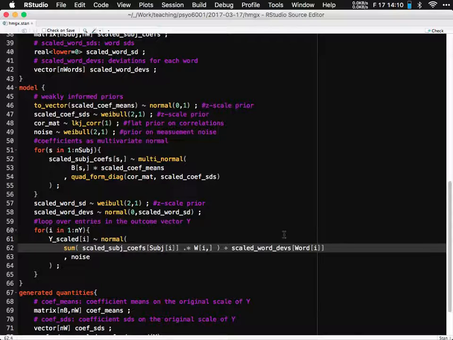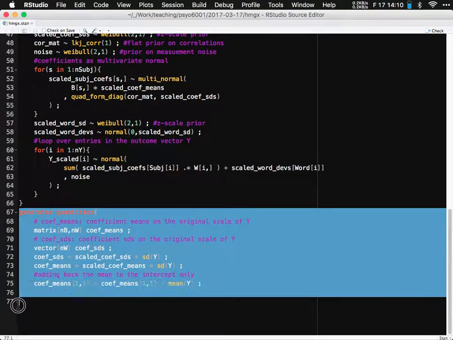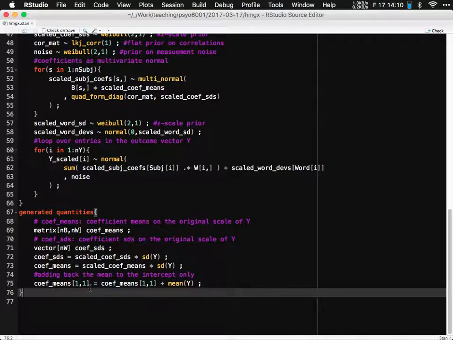So that's how we express that the words are having an effect on the overall mean, regardless of what condition it is and regardless of what person it is. Finally, down here in the generated quantities, we've got a section where we compute all of these things where it's scaled. We compute the unscaled version. You've seen that a lot in the past. I didn't bother computing an unscaled word SD and unscaled word devs, but you could do that, I guess.